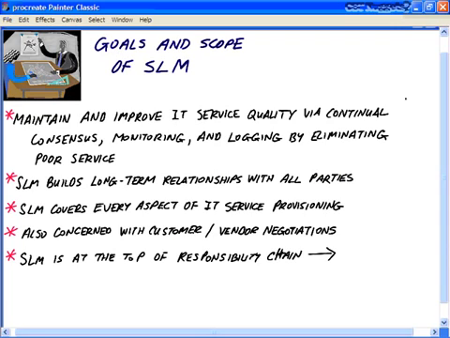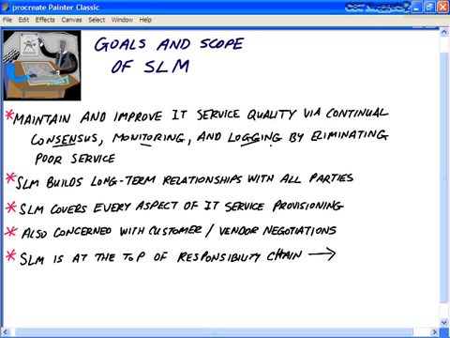The main goals of service level management is to have an ongoing campaign to maintain and enhance the quality of IT services in the organization or the business. And this is done by constantly building consensus, constantly monitoring the processes and reporting or logging based on that information, and thus eliminating poor service and services.